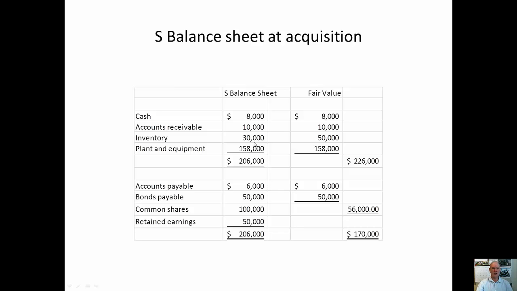The only change I'm making to fair value is to increase inventory $20,000. So in terms of fair value, we have $226,000 of assets, $56,000 of liabilities, net fair value $170.